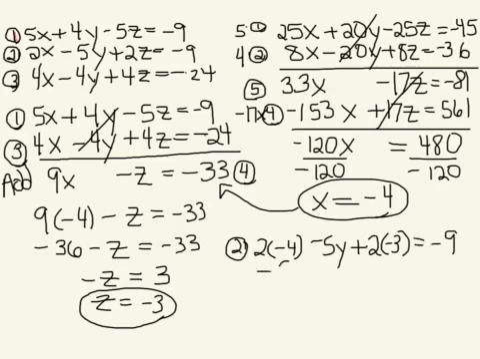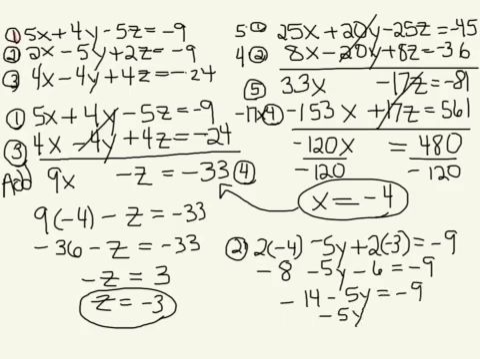Let's do some quick solving. Negative 8 minus 5y minus 6 equals negative 9. So negative 14 minus 5y equals negative 9. Add 14 to both sides. Negative 5y equals positive 5. And so finally, y equals negative 1.